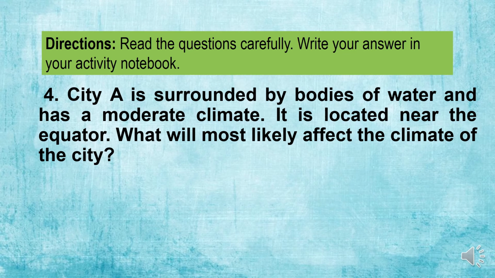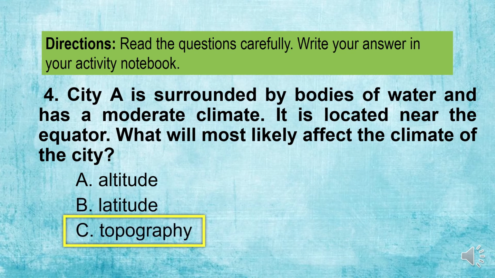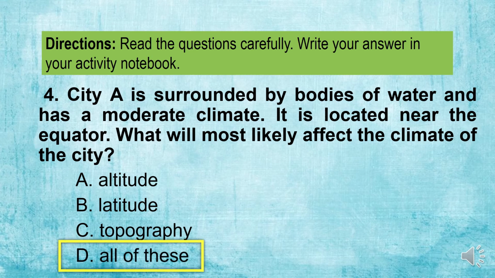4. City A is surrounded by bodies of water and has a moderate climate. It is located near the equator. What will most likely affect the climate of the city? A. Altitude. B. Latitude. C. Topography. D. All of this.